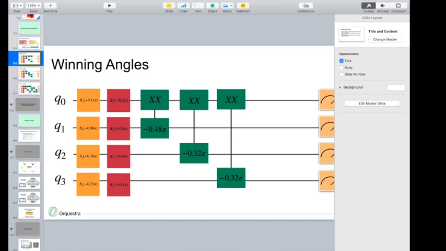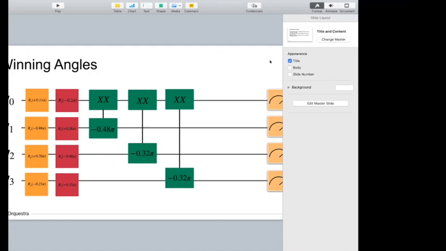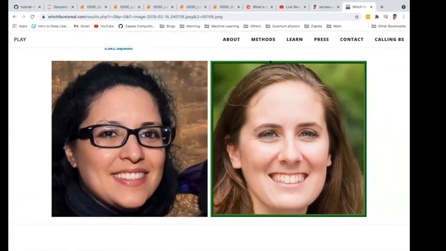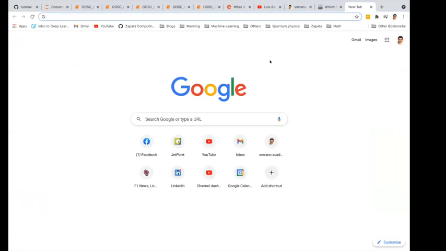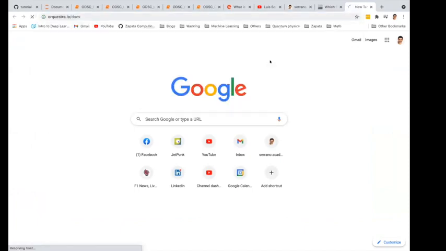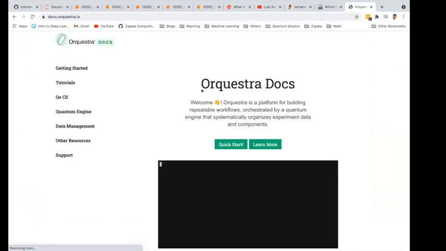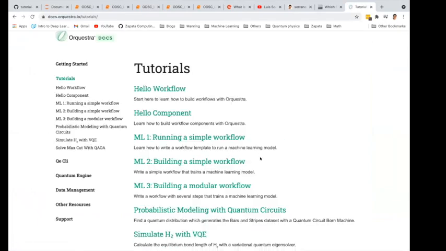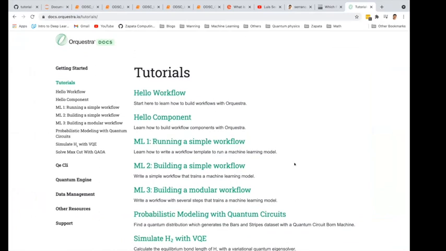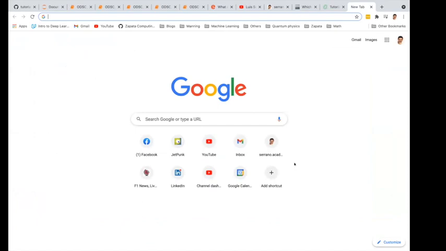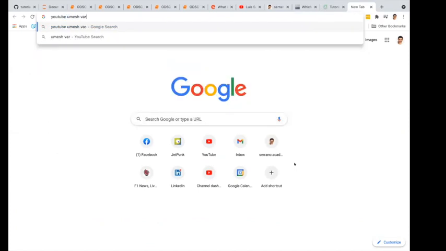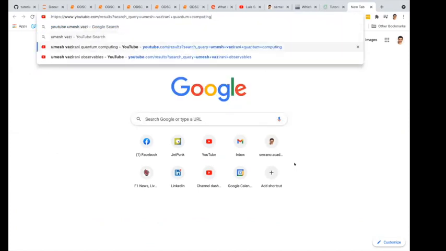And Tu Axis says, can you please share resources, courses for QML? So that question is common, so I'm going to go ahead and give you some resources. First of all, Orquestra docs has very good tutorials. Here you have tutorials, although they're mostly for our package. A course that I really like on quantum computing is by Umesh Vazirani.